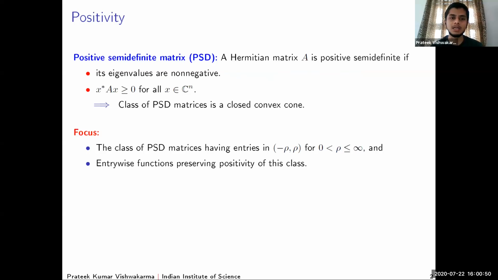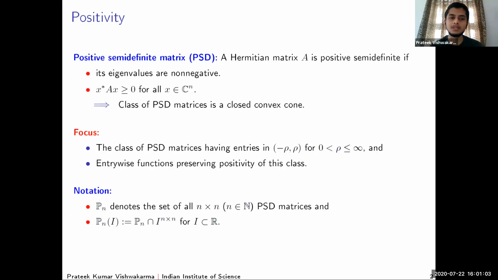In this talk, we focus on the class of PSD matrices which have entries in the interval minus rho to rho, or positive infinity, and the entry-wise functions that preserve the positivity of this class. We use the notation Pn to denote the class of all n by n PSD matrices, and Pn of I to denote the class of all n by n PSD matrices which have entries in the set I.